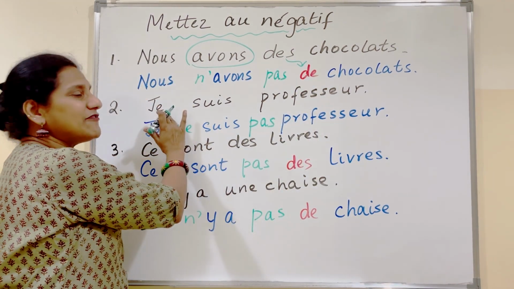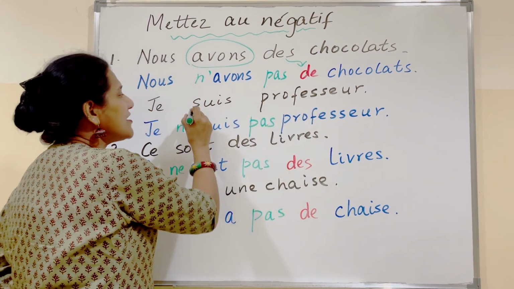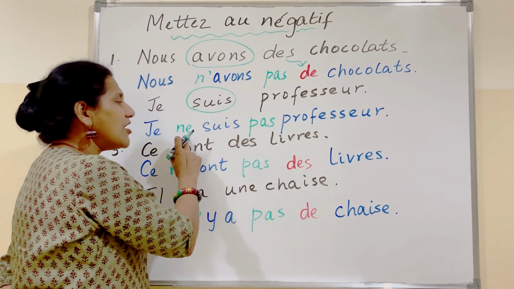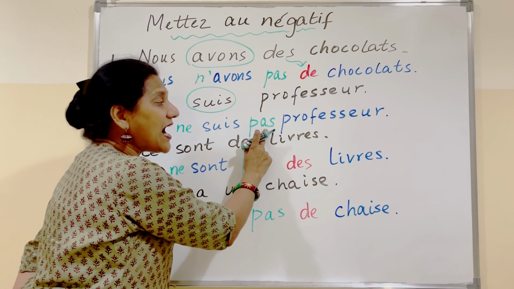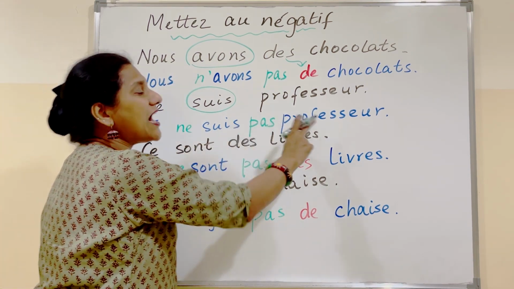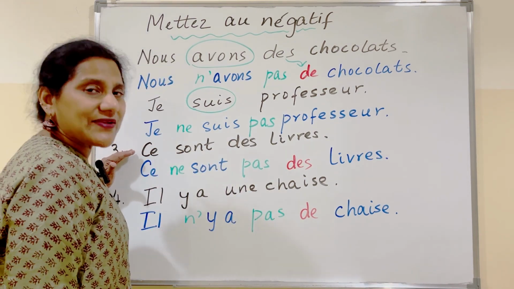So let's look at the affirmative sentence, the second one. Je suis professeur. So here we identify the verb, put ne before the verb and pas after the verb. So negation, it will be je ne suis pas professeur. Let's look at another example.